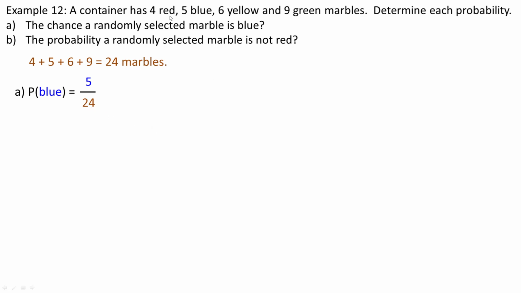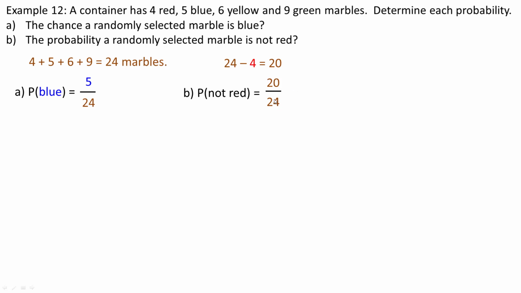B asks, what is the probability a randomly selected marble is not red? Now, there are 4 red ones, so how many aren't red? Okay, so what we would do is take the total and subtract. There's 4 red ones, so there's 20 that aren't red. Of course, you could add 5 and 6 is 11, plus 9 is 20. You could do that too to get the 20. So the probability of not red would be that 20 out of 24. So that's the probability it's not red.